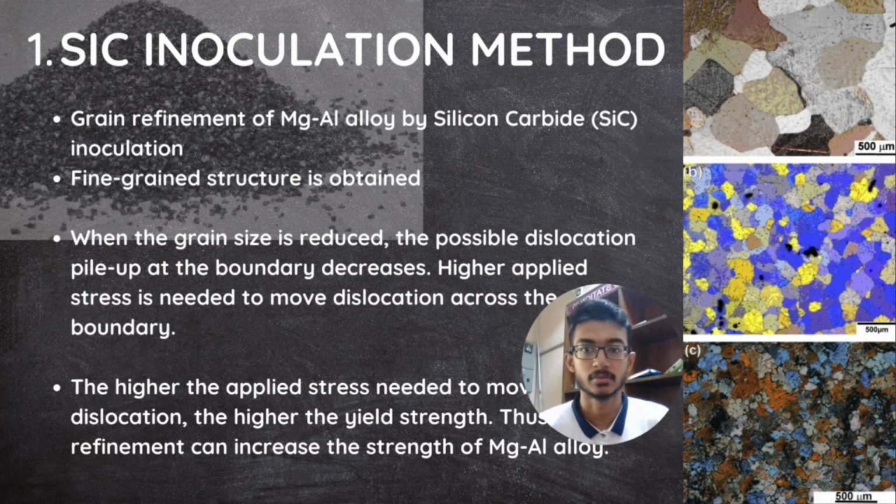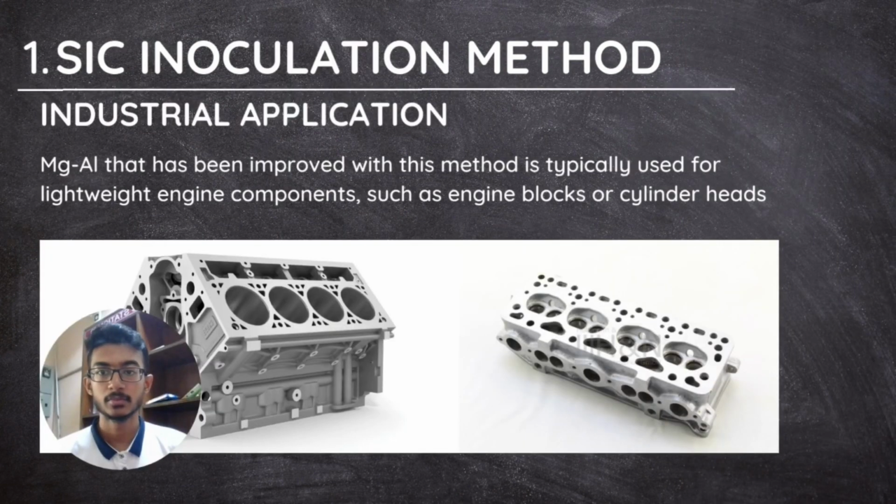So as we can see in the picture on the right, the size of the grain in the alloy is reduced. Because when the grain size is reduced, the dislocation pile up at the grain boundary will decrease. So we need higher stress applied onto it to move the dislocation across the grain boundary. So this means that the yield strength of the alloy is increased. Okay, usually MgAl alloy that has been strengthened using this method is used to create engine components such as engine blocks or cylinder heads, typically the lightweight ones, because as we know, magnesium is a lightweight metal.